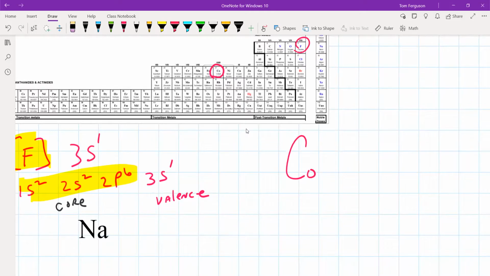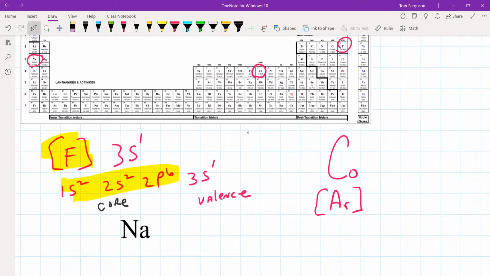If we look at the abbreviated version, it's going to be up 1 row and over, that's argon. And you're looking at 4s2 as you go across here. We are 1, 2, 3, 4, 5, 6, 7 into the D's. And remember, the D's are down 1, so that means 3d7. So that was the neutral cobalt.